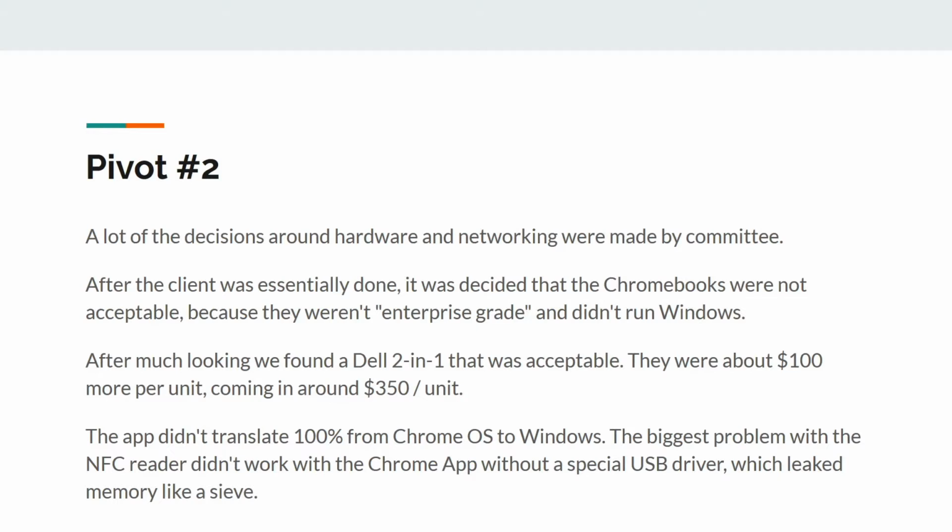The app didn't translate 100%. The NFC reader was able to work through Chrome OS to the Chrome app. It just worked pretty seamlessly. To get the NFC reader to work on Windows as part of the Chrome app, I had to actually use a special USB driver, which ended up leaking memory like a sieve, and we're going to talk more about that later.